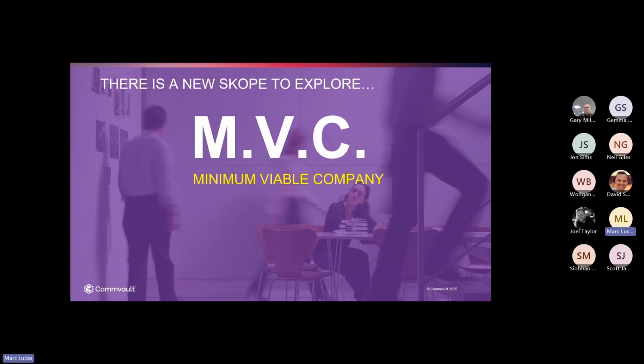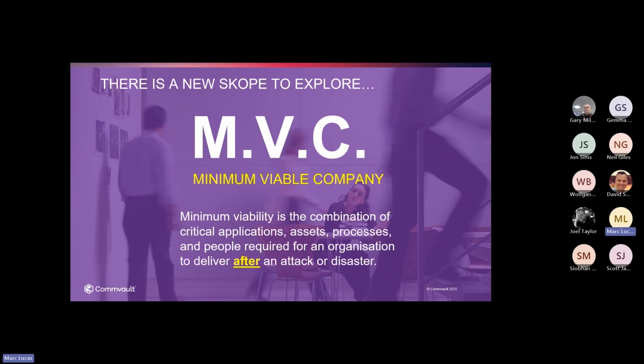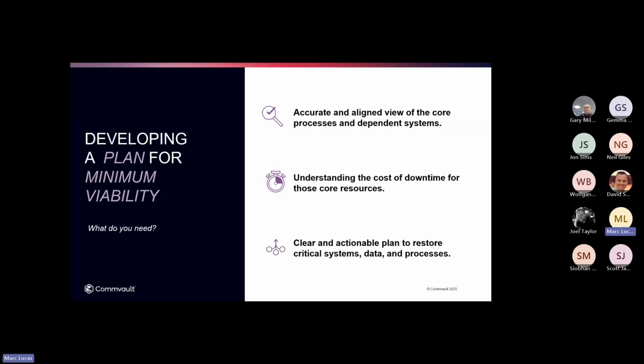So having that minimum viable company, and I've touched on this already, is making sure that they've got the right mixture of apps, data, obviously assets, and people and processes. That's crucial. Having all of that together and identifying all of these steps to then recover what's needed to run their core business after they've had an attack. And there's 3 key principles to this. By the way, there's a really good ultimate guide to minimum viability that we're going to share with you that goes into this in much more detail.